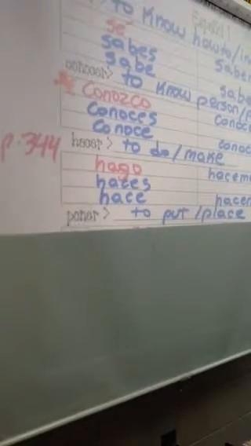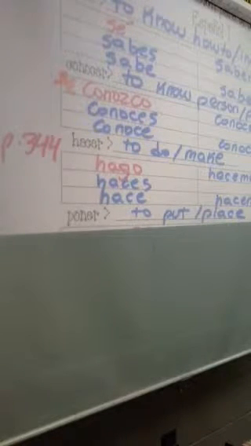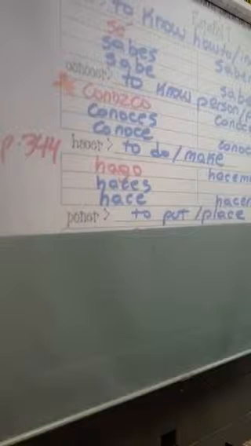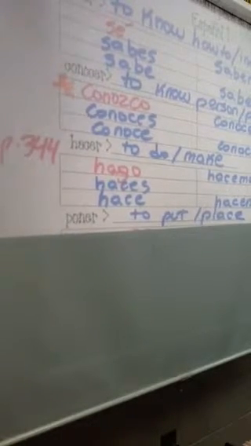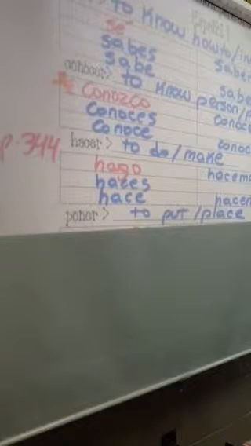So hacer is hago in the yo form. Then the rest are regular er conjugations. Haces, hace, hacemos, hacen. Two very different meanings, to do or make. So you can use it in a lot of different ways. And also this is one of those weird verbs that has the phrases. Hacer un viaje from your vocab, to take a trip. Hacer las maletas, to pack a suitcase. So it can be used in a lot of different ways.